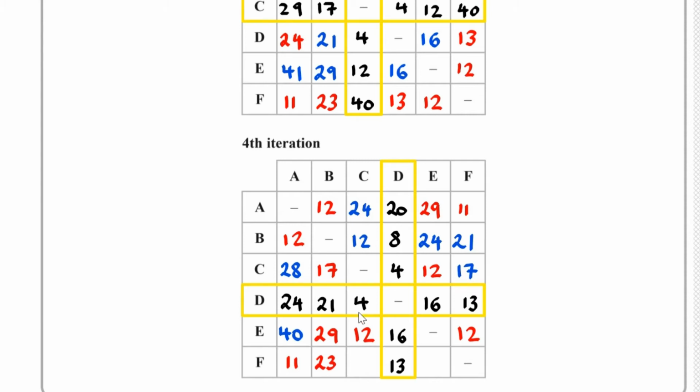And then we compare 4 plus 13 with the 40. 4 plus 13 is smaller, so the result of that changes. So we've got 17 here. And then we've got the 13 plus 16 being compared with the 12. 12 is smaller, so that remains the same. Here we have completed the fourth iteration.